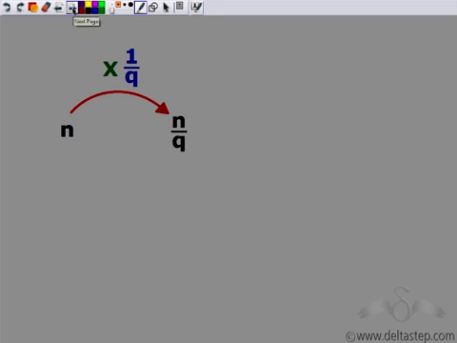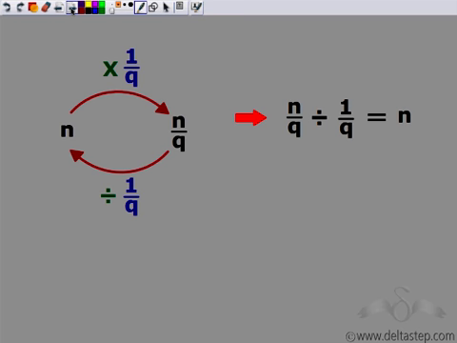So now let's look at this. We've seen that when multiplying an integer by a rational number, the integer gets multiplied by the numerator, which is n times 1 is n, and the denominator remains the same, which is n by q. So when I multiply n by 1 by q, I get n by q. Now if I reverse this, if I want to go back, what should I do? I should divide this by the same number, 1 by q. So dividing by 1 by q, I get back to n.